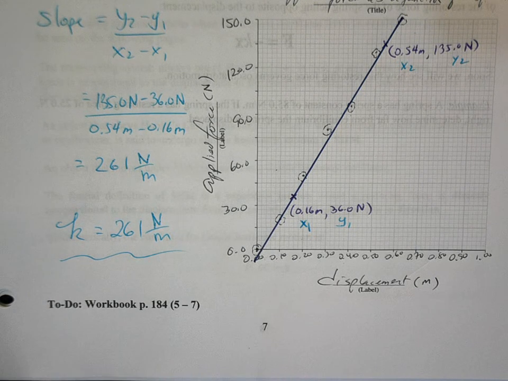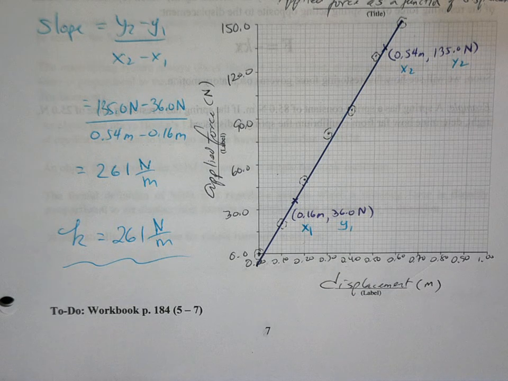You don't have to get exactly what I have. We're all going to get slightly different numbers because we're going to pick different points on the line. We're going to draw slightly different lines.